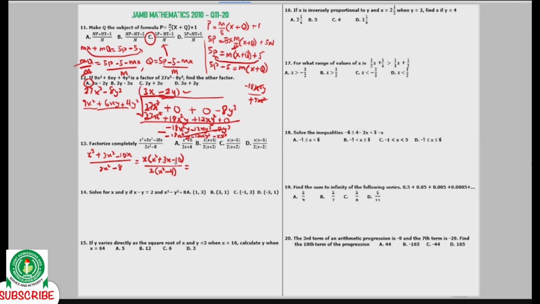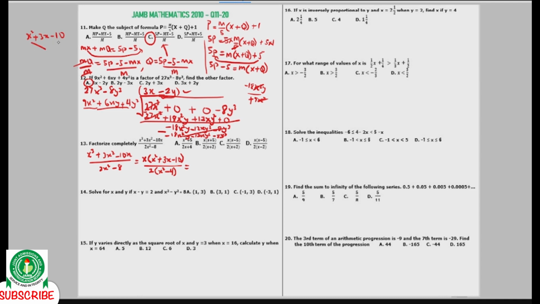Now if you are not good at quadratic questions, you have to know it, and let us go through it together. Now for instance, when you have x squared plus 3x minus 10, how do you solve it quadratically?